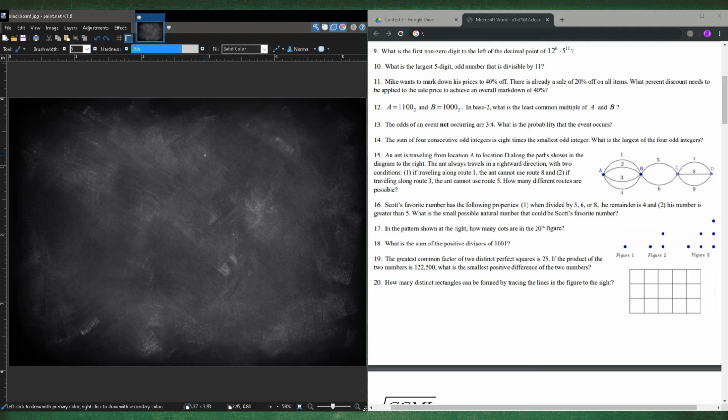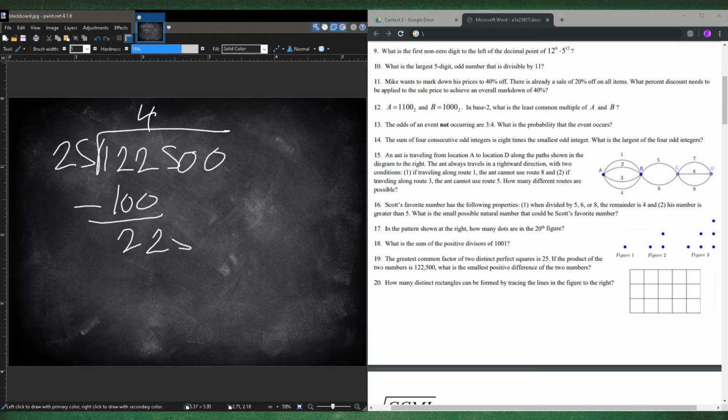So what's the smallest possible difference of the two numbers? So 125 divided by 25. So I put 4. That makes 100. So that's 225. And then you put 9. I think that's 100. That's 200. Yeah. So you put 9, and that's 225, and then you just put 2 more zeros, basically. So this number, 122,500 divided by 25 is 4,900. Okay, so that's what we have already.